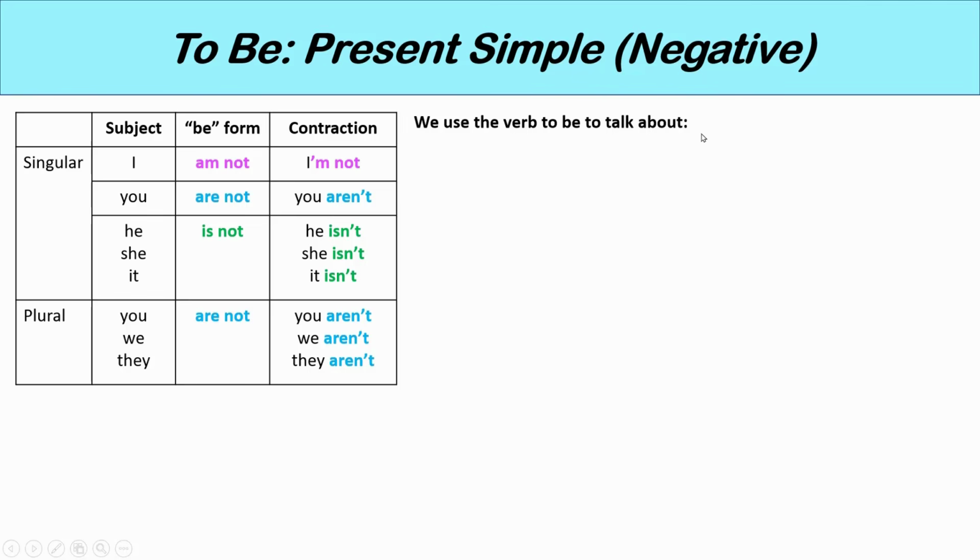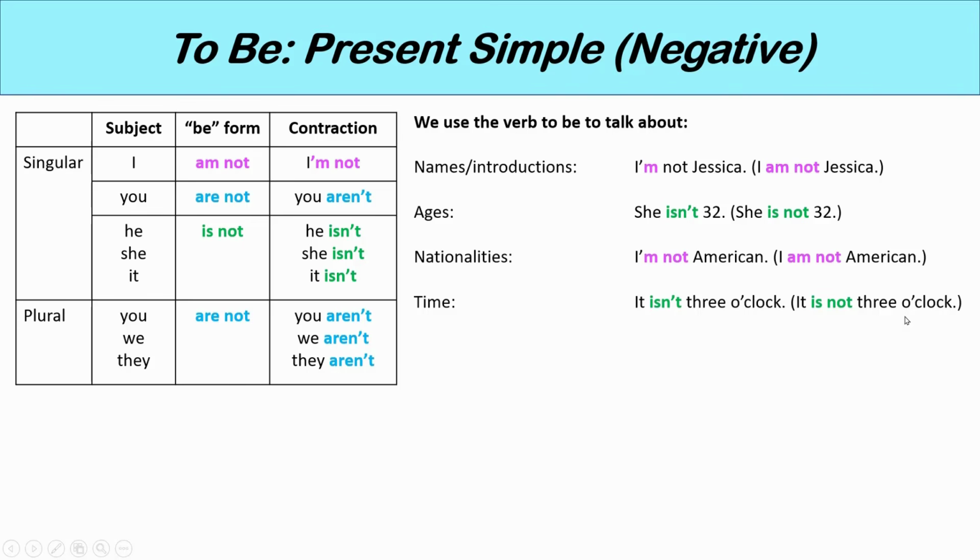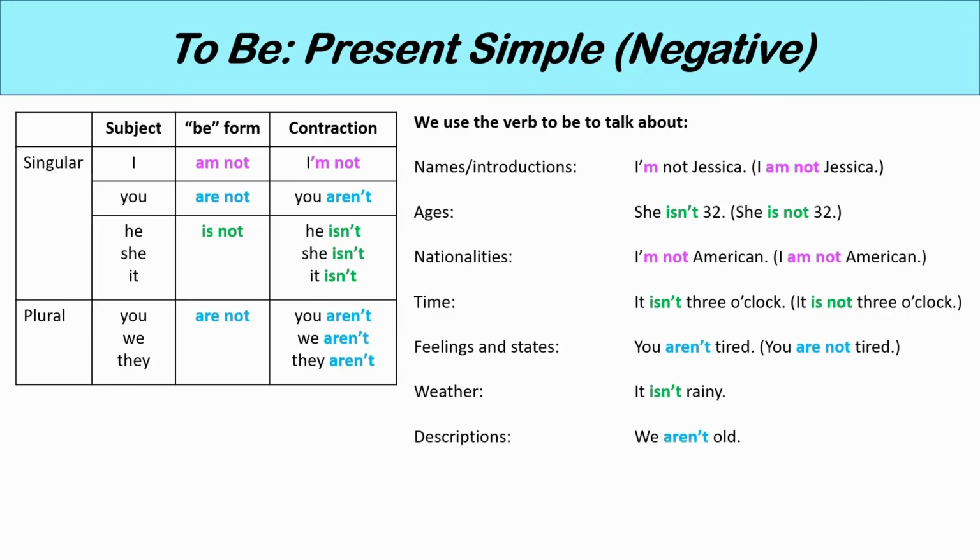If we want to make the verb to be negative, we use not. For example, I am not, I'm not. You are not, you aren't. He is not, he isn't. For example, I'm not Jessica. She isn't 32. I'm not American. It isn't 3 o'clock. You aren't tired. It isn't rainy. We aren't old.